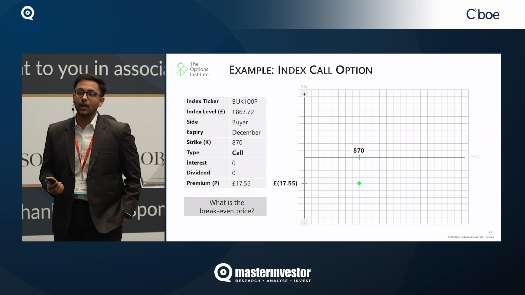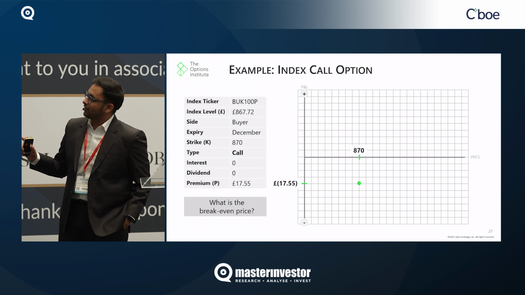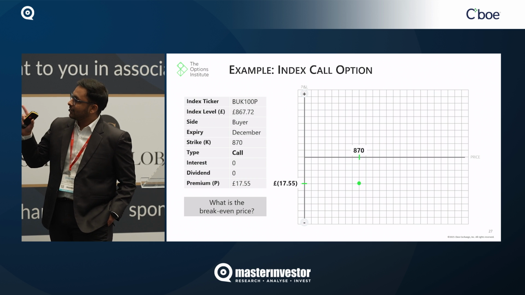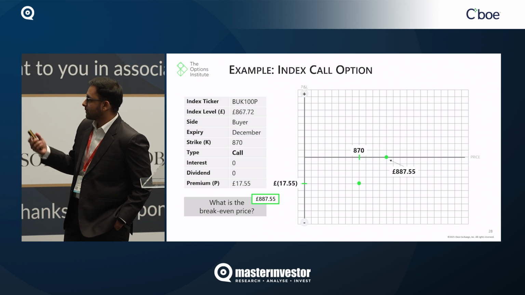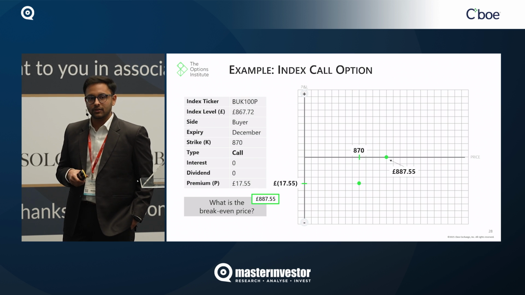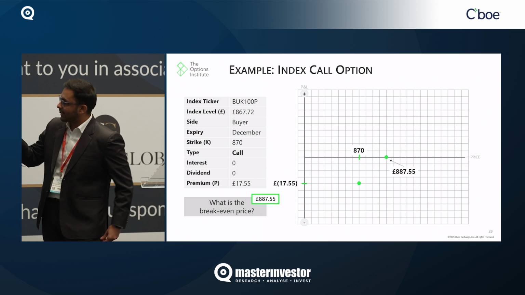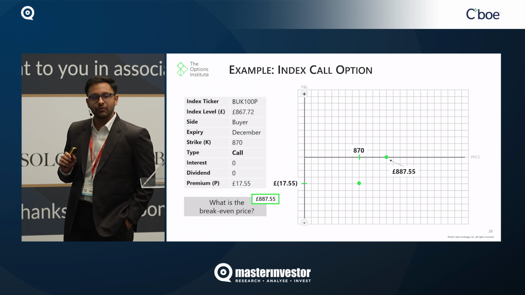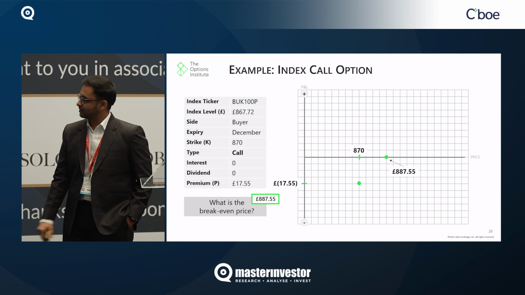So you're hoping the underlying price goes up over time. To calculate your break even, you'd simply add the strike and the premium. So 870 plus 17.55, you get 887.55 pounds. That becomes your break even. So once this index crosses that 887.55, that's when your portfolio impact is net positive.